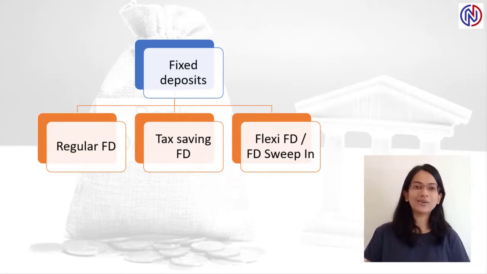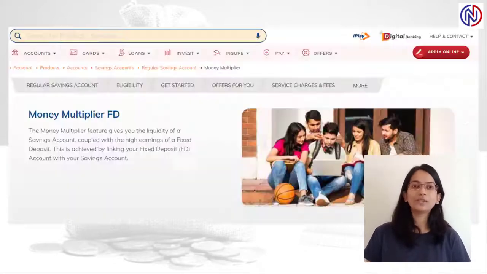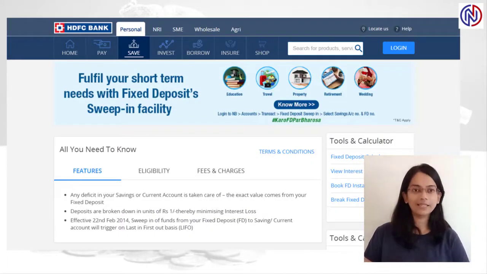This product is called a Flexi Deposit. And in fact, different banks have different names. So some banks call it a Money Multiplier Deposit. Some banks call it a Flexi Deposit. Some banks call it a sweep-in facility.